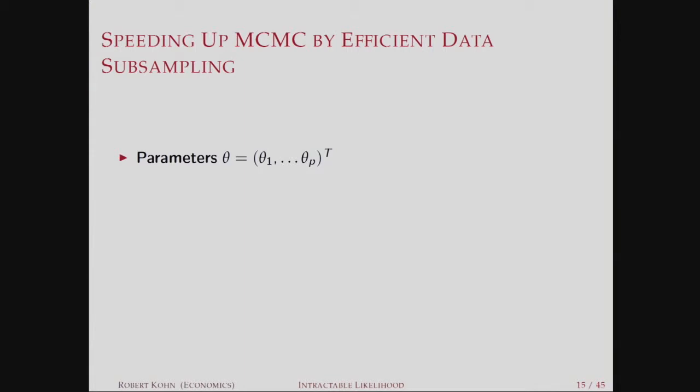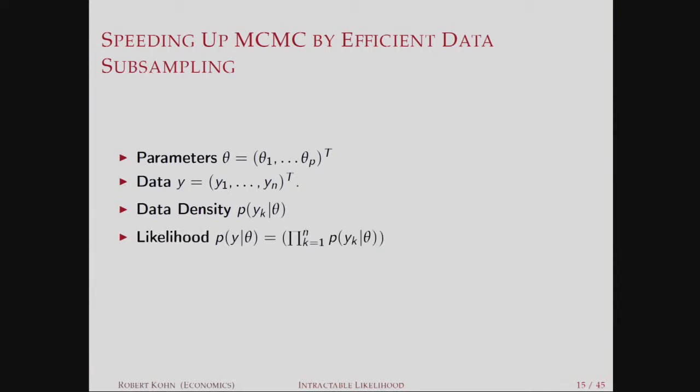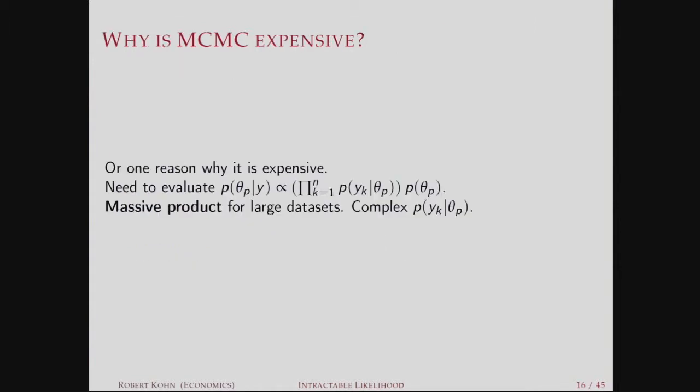So this is the second part of my talk that relates to the first part. And so now, efficient data subsampling. So I've got parameters, I've got data density with p(y | θ), and I've got the likelihood, and that's my posterior. One reason why MCMC is so expensive is that we need to evaluate the likelihood at n terms, and if n is large, that's massive.